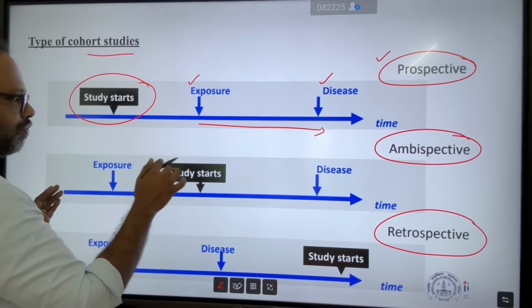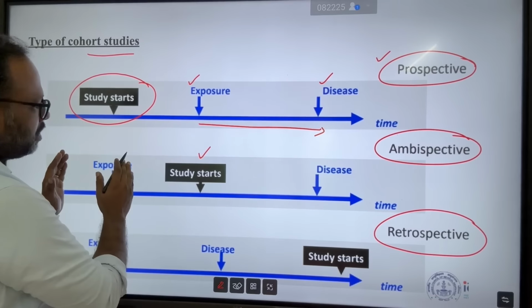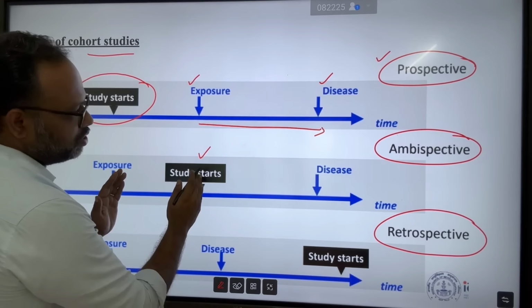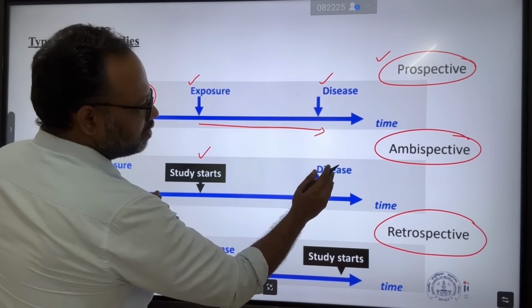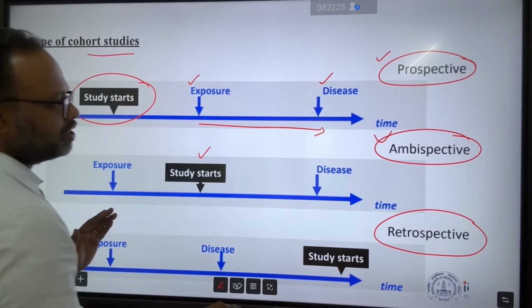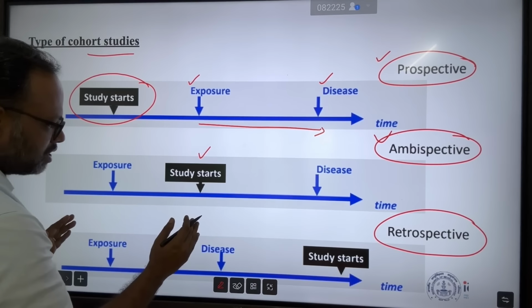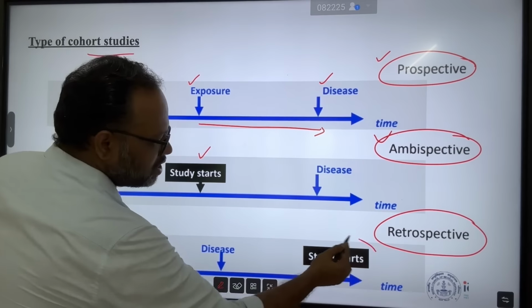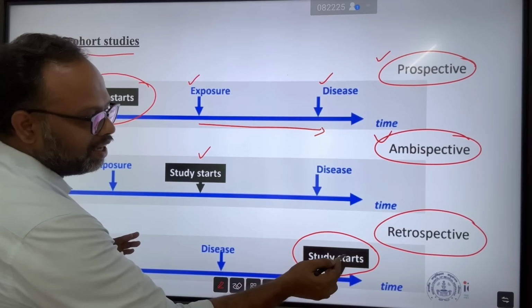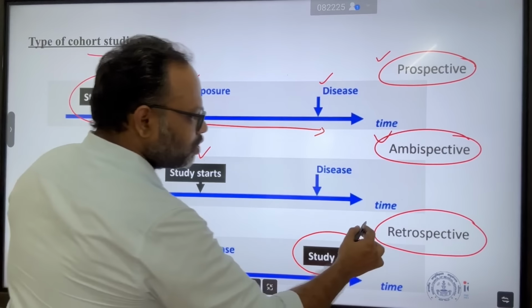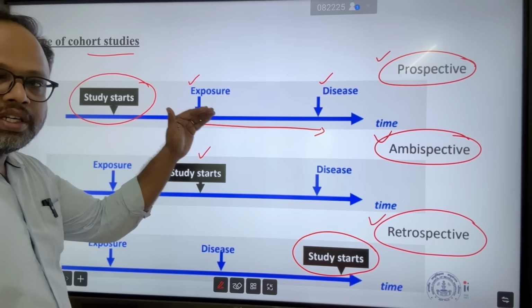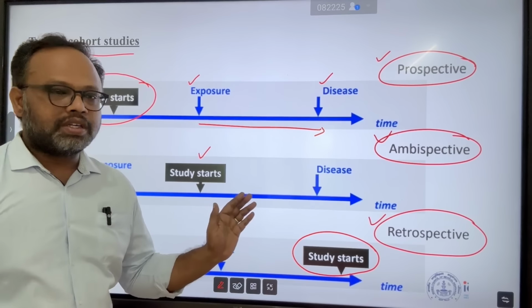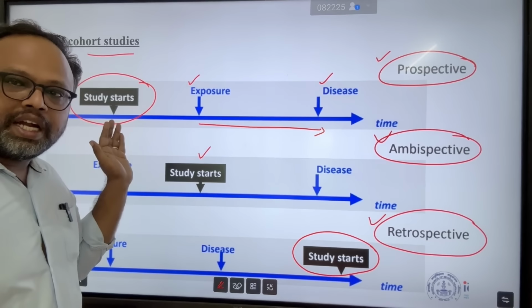On the other hand, if we are starting the study after the occurrence of some amount of exposure, then we follow it up for the occurrence of the disease. That is called an ambispective study. Suppose we are starting the study after the exposure and the disease or the outcome has already occurred, and we look at it backwards. That is called a retrospective cohort study. So these are the types of cohort studies based on the position which we stand in the research.